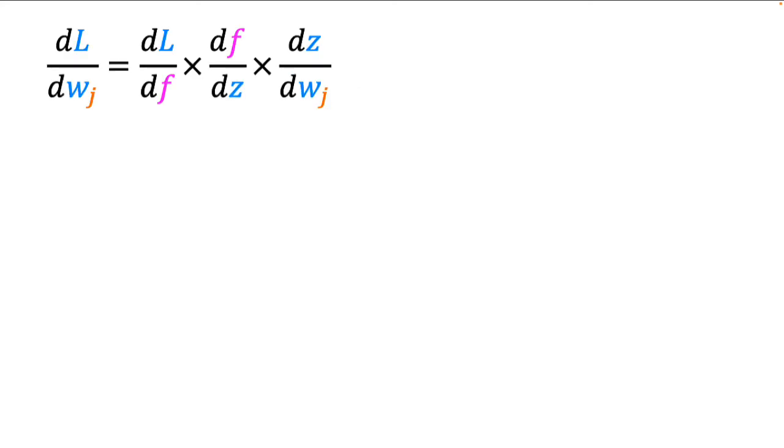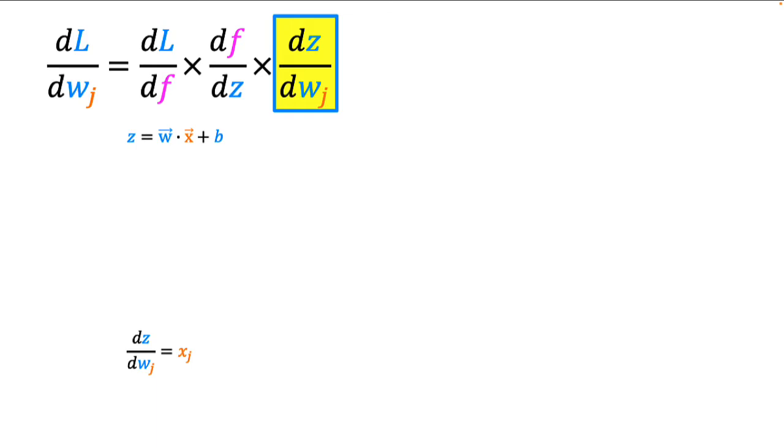So here's the expression we saw in the last video. We want to get the derivative of the loss with respect to wj, and we can do that by taking these three derivatives and multiplying them together. So here in this video, we're going to figure out how do we get the derivative of z with respect to wj. And it'll end up being this expression. It will just be the feature x sub j.